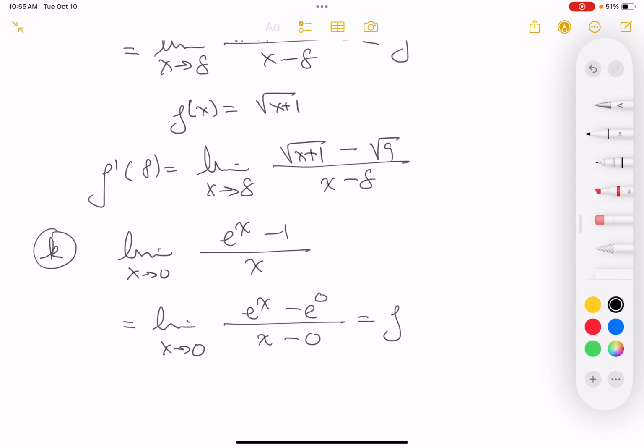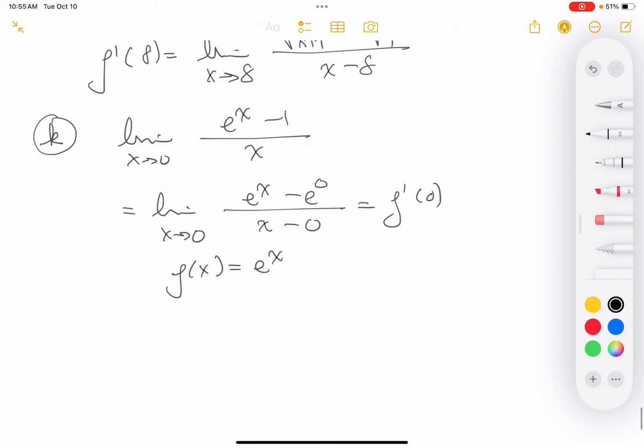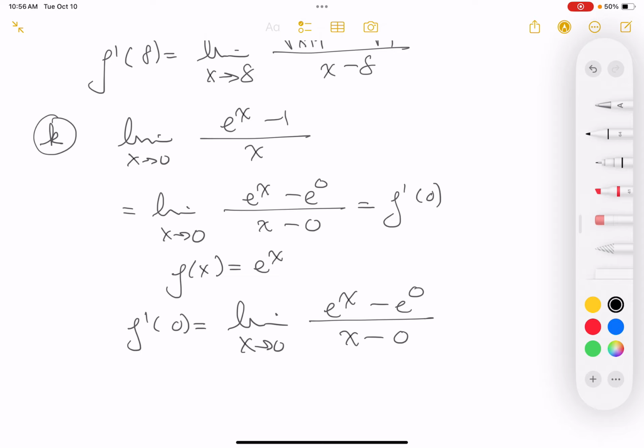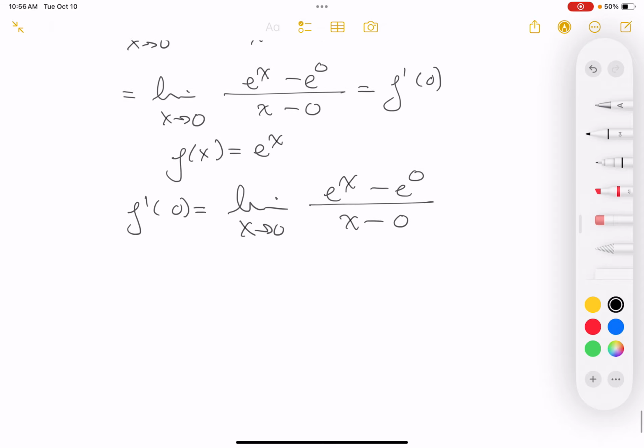I recognize this as a derivative at 0 of the function f of x, and I'll check this for you. That's e to the x. Let's just check that. So f prime at 0 is the limit as x goes to 0. The bottom's going to be x minus 0. The top's going to be e to the x minus e to the 0. Yeah, it stands to reason. We got that, K.